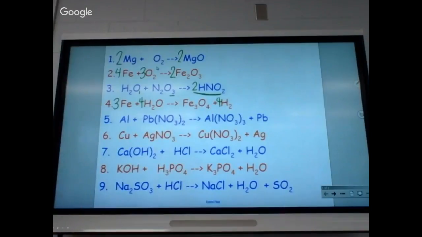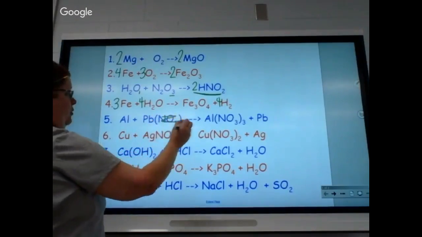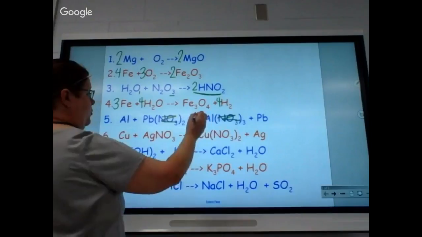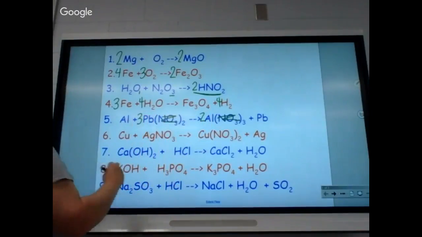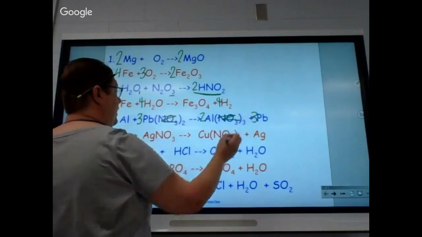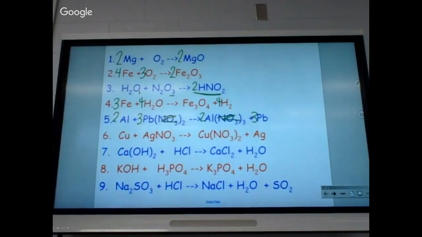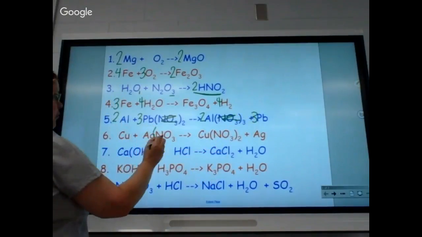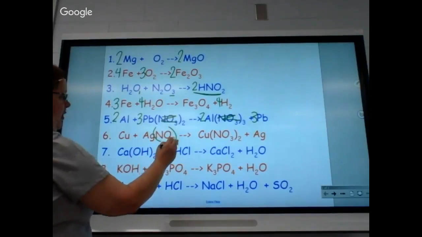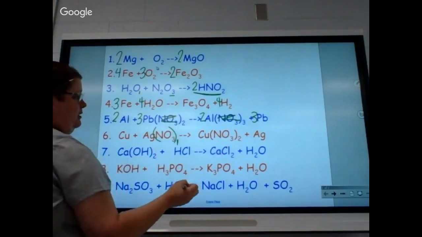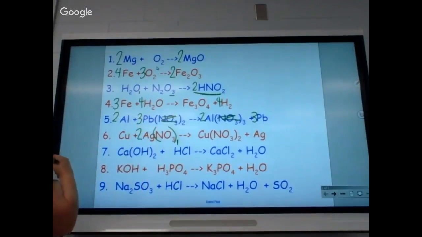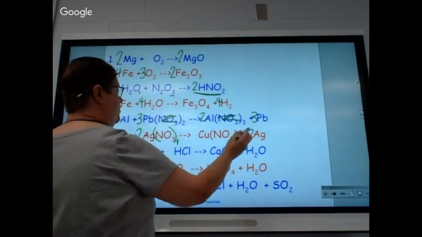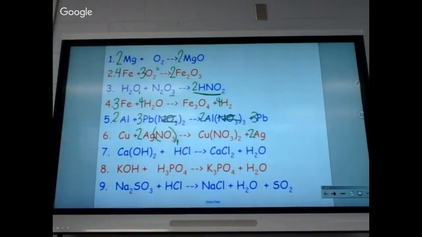All right. Number 5, 2 and 3. So we put a 2 there to make 6, a 3 there to make 6. That's 3 leads. We made 3 leads, 2 aluminums. This one I drew in parentheses. There's 1 nitrate and 2 nitrates. So I put a 2 there to make 2. I made 2 silvers, 2 silvers, 1 copper, 1 copper.